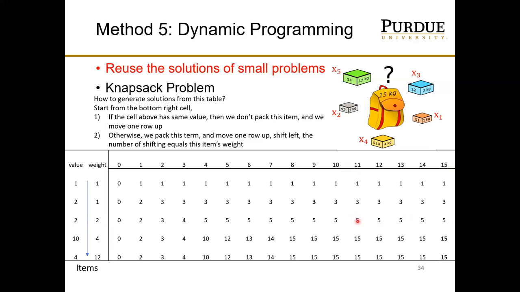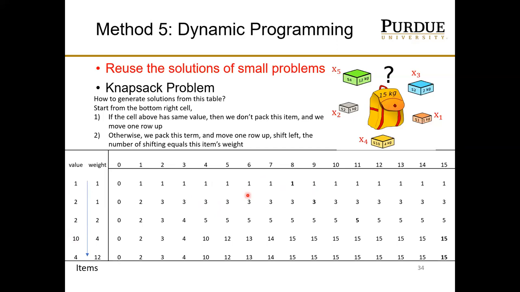Again, at this moment, we compare the value above with this value. 3 is smaller than 5, which means item X3 is included, and we need to pick X3. But if we pick X3, then 2 kilograms will be reduced, so we move up and then left by 2 kilograms. By doing so, we can select all the items. You get it, everybody?